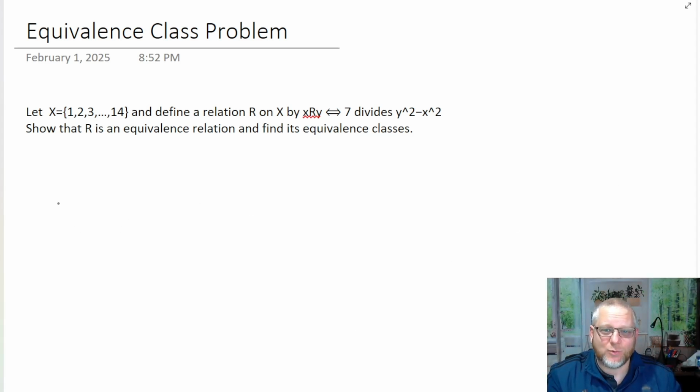We are going to dig into a problem on equivalence classes here. Let X be the set of positive integers from 1 to 14. Define a relation R on X by x is related to y if and only if 7 divides y squared minus x squared. The question is: show that first R is an equivalence relation, and then second, find its equivalence classes.